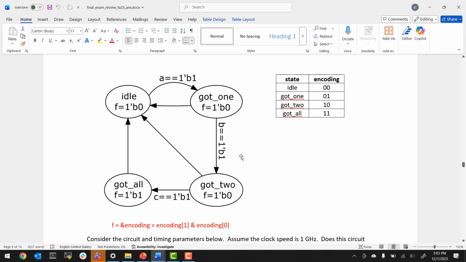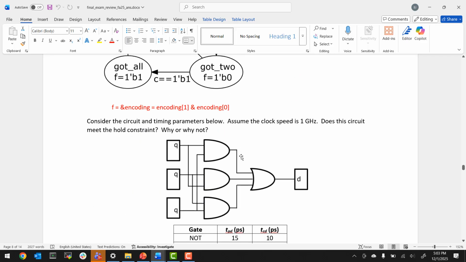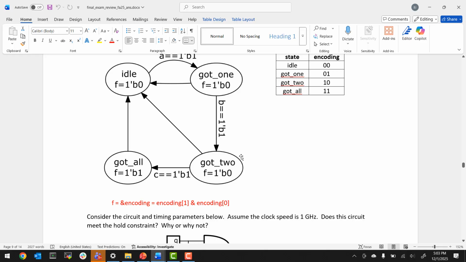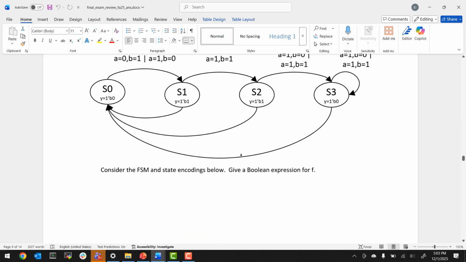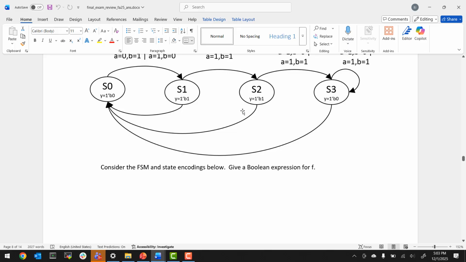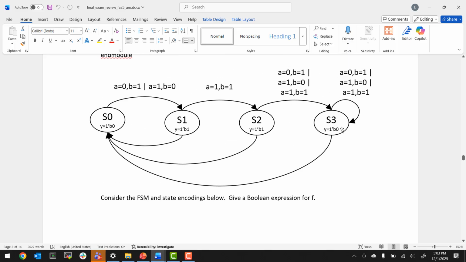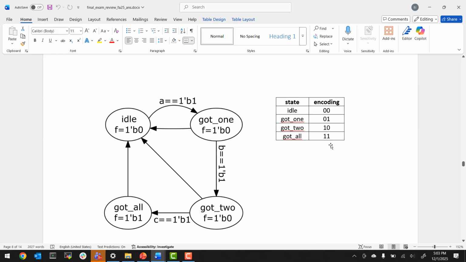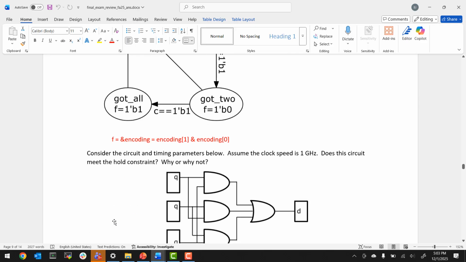Okay, here's another state machine. And this one asks, give a Boolean expression for F. F is the output. F is basically always 0 except for this state, got all state. And got all is 1, 1. So this is, again, just an AND gate, right?